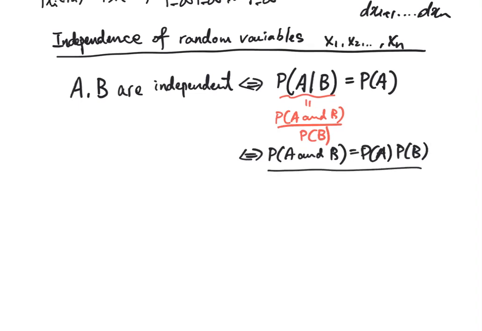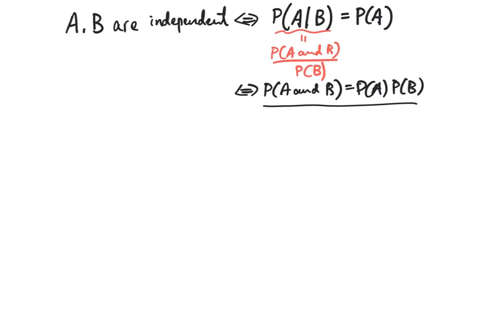Now we can make use of this to define the independence of n random variables. In particular, let's say S1, S2, up to Sn are independent.